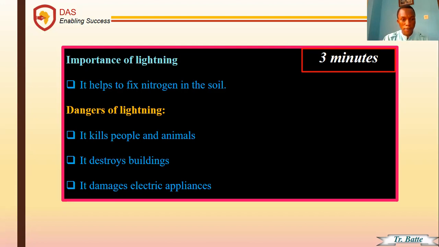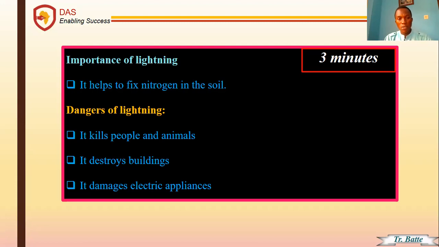Dangers of lightning. I repeat, dangers of lightning. You know very well lightning is very dangerous. Number one, it kills people and animals. Number two, it destroys buildings. Another one, it damages electric appliances.